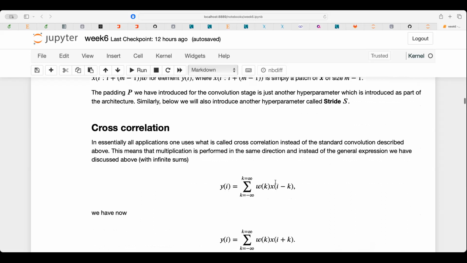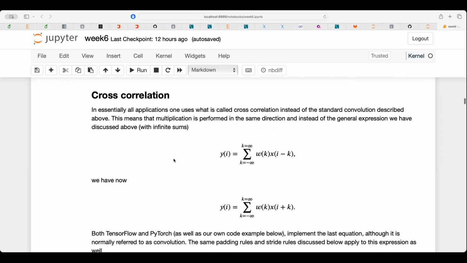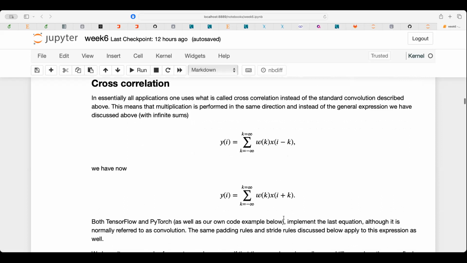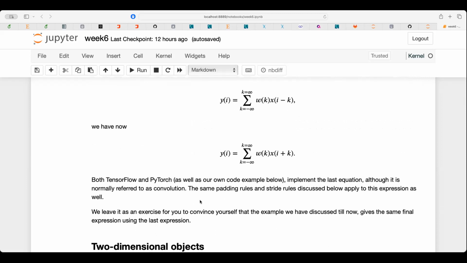So in general, this expression which you see here, if we now go back to the infinite sums, is normally rewritten, and this is the way it's done in essentially all libraries. If you go to PyTorch, if you go to TensorFlow, you rewrite this in terms of pluses here. So this is just you redefining the vectors. And this is seemingly more efficient computationally. And it's normally referred to as convolution, but it's not the same as convolution. It's almost the same. But then you get the same padding rules, etc.